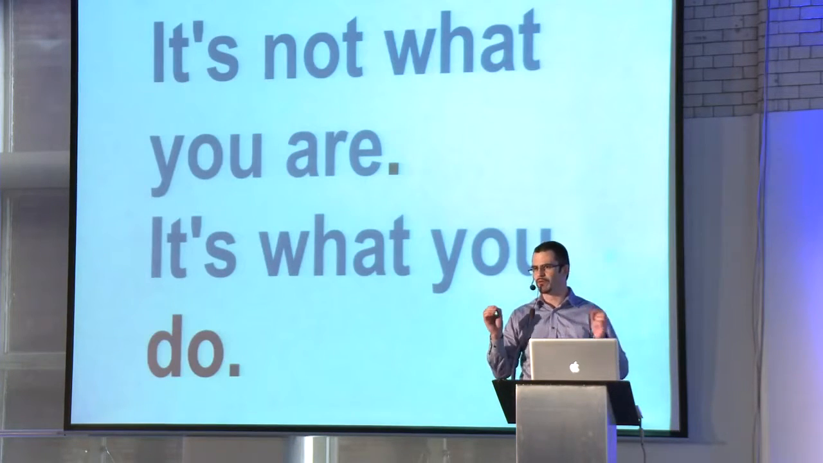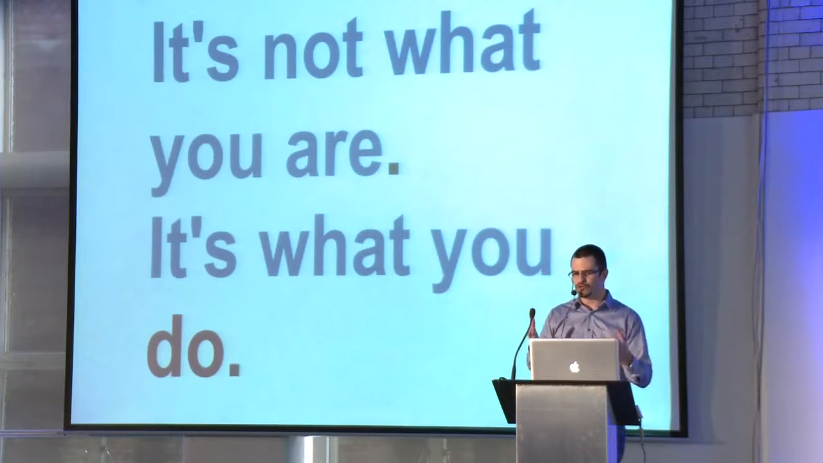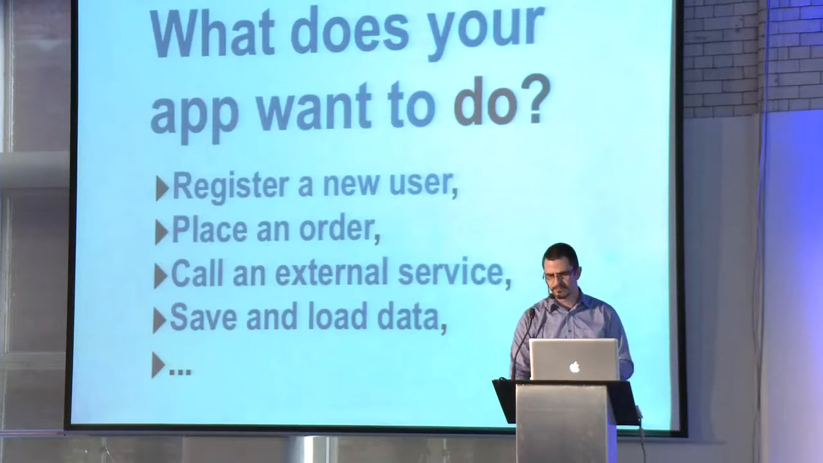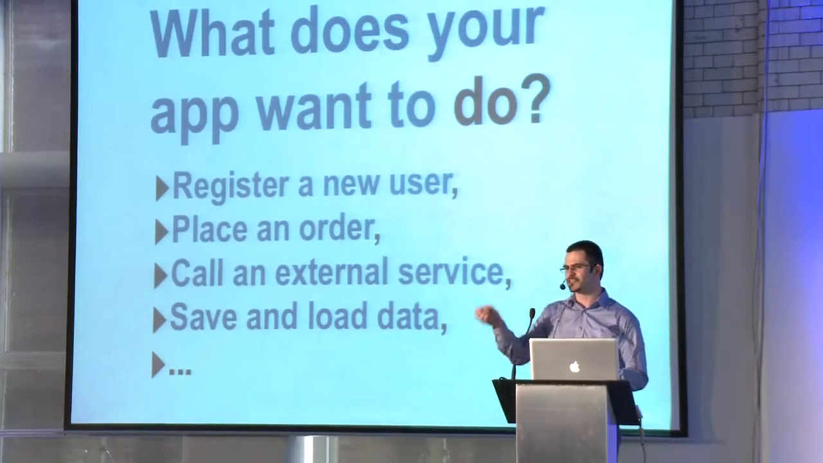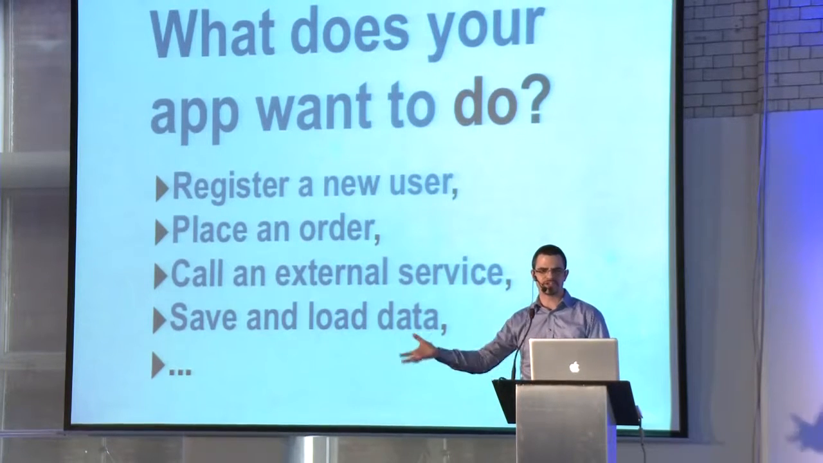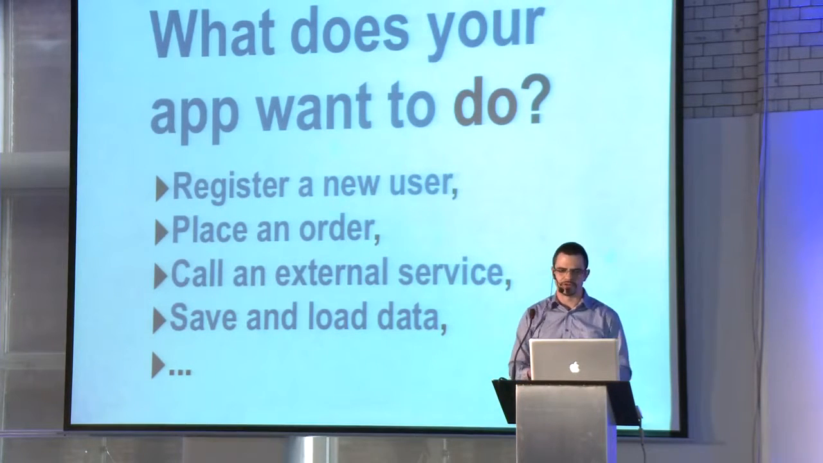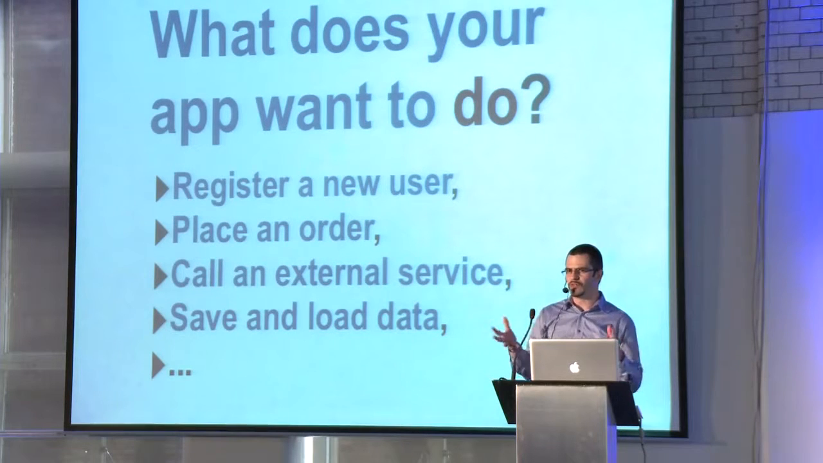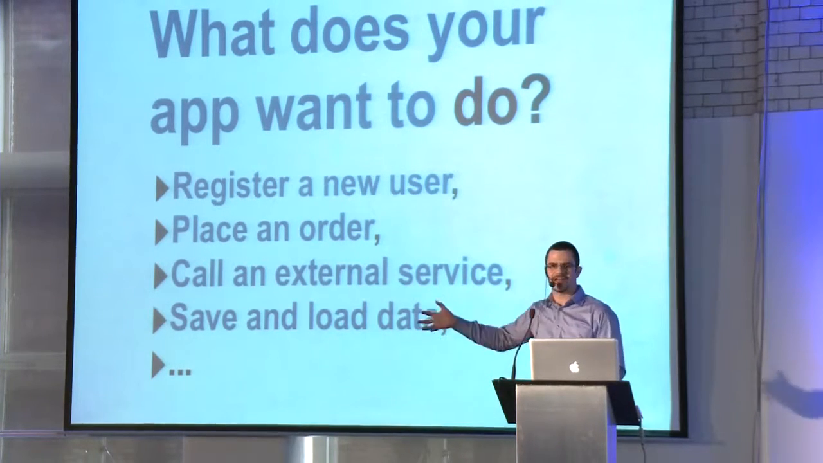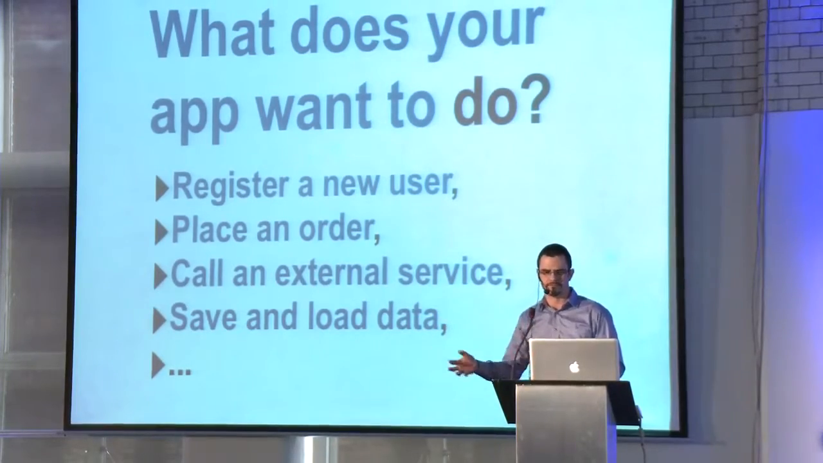And I think when we're writing business logic, the thing to observe is that it's not about what the objects are or the classes are, it's what they do that counts. And this is the type of things that I'm talking about, the stuff that happens in your app. Registering a new user, placing an order, calling an external service, all those things that you have to do, the stuff that the business analysts and the clients want to see, the important stuff.